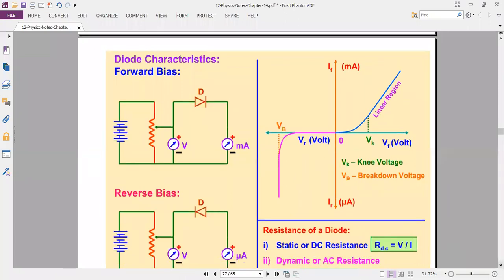For this diagram, no need. In your NCERT textbook, there is one diagram, and that one you can follow.